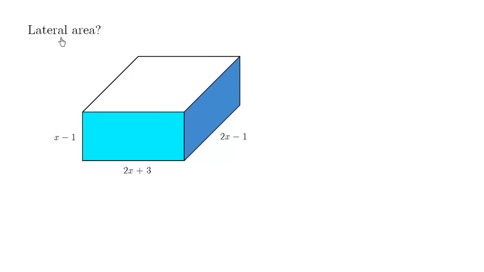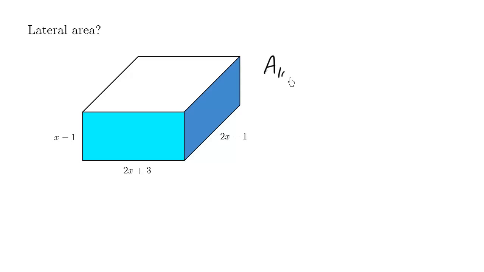So the key here is the word lateral. Lateral means sides only. How do we find the lateral areas? We need to add up these four parts. We have the front, left, right, and the back parts. So let's set up the nice formula here.